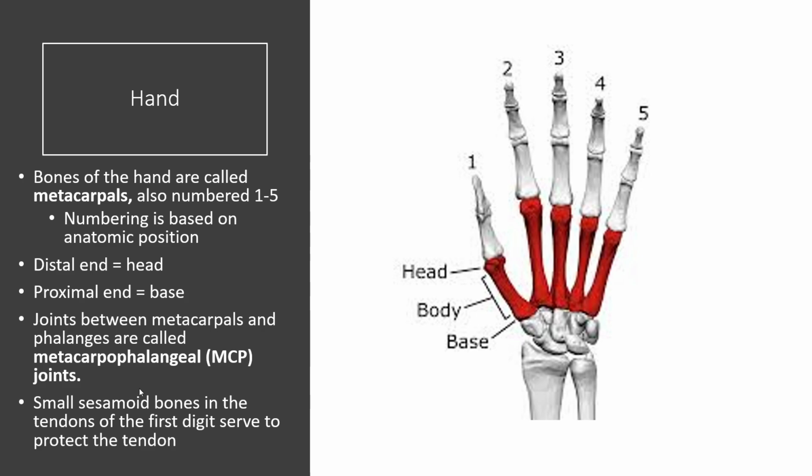And then these small sesamoid bones that are in the wrist, and also in the thumb, are going to help protect the tendon. That's something we'll see as we go forward and look at thumb x-rays tomorrow.